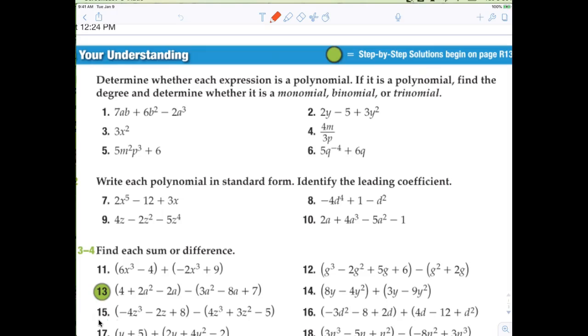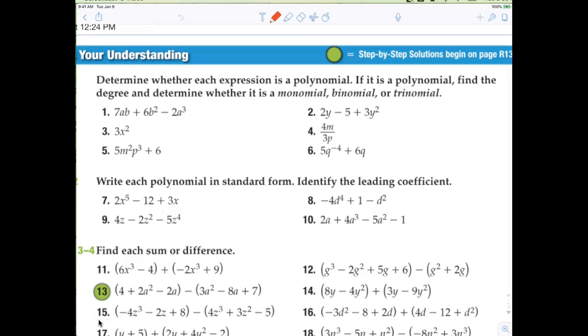What about number 6? Somebody said binomial, but you have to look at the powers. It is not classified as a polynomial. It's not classified as a polynomial because of the what? The -4. All right, everybody take a look at that now.